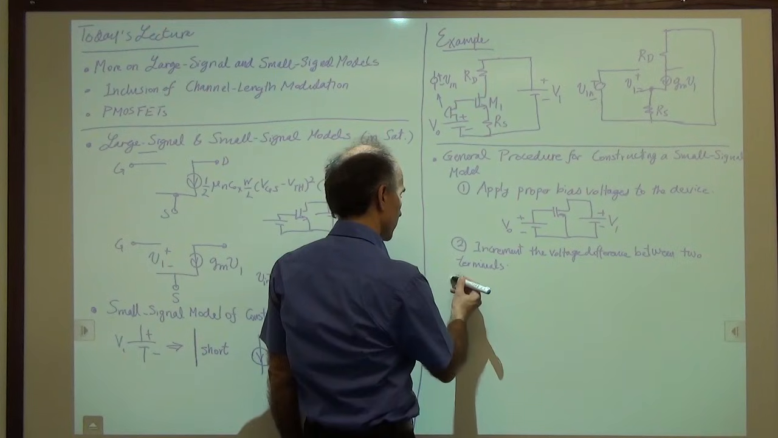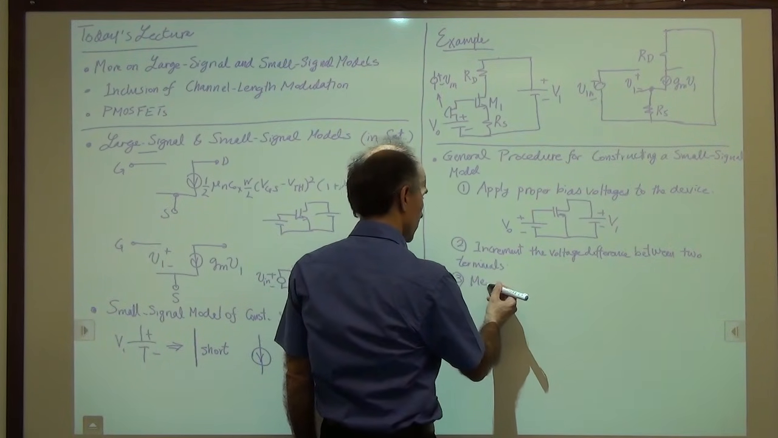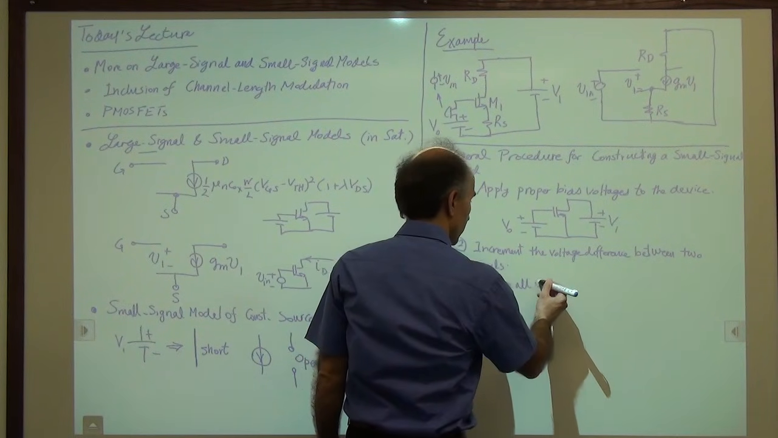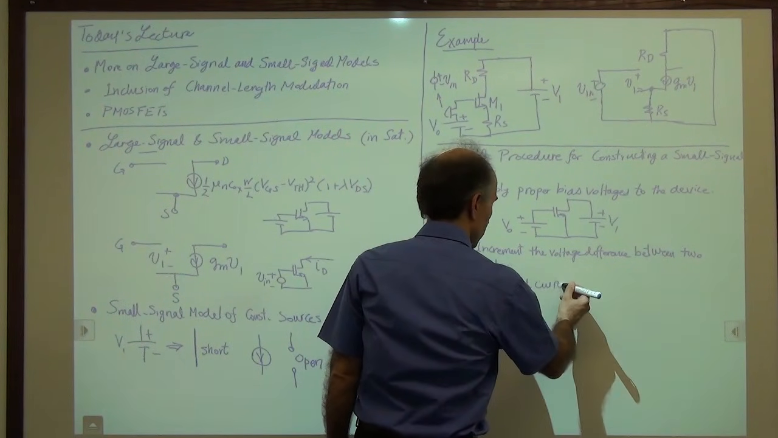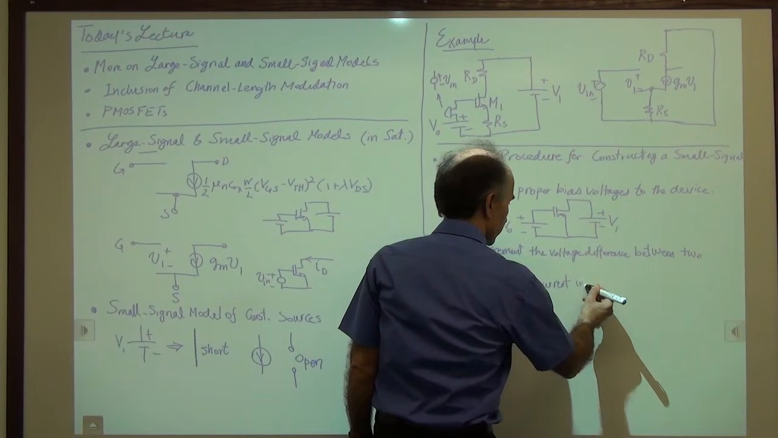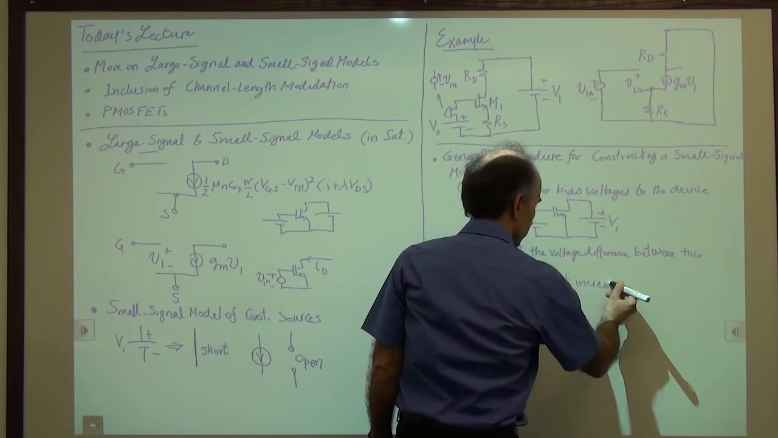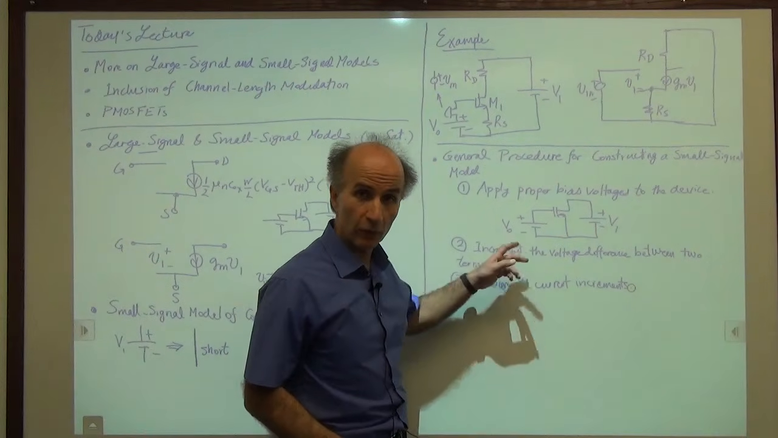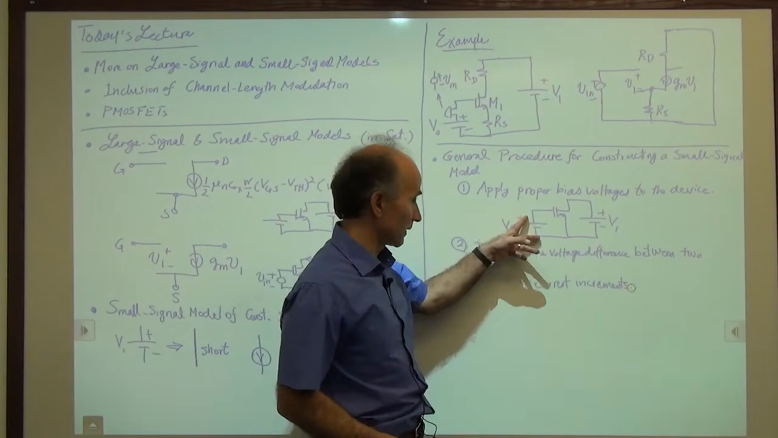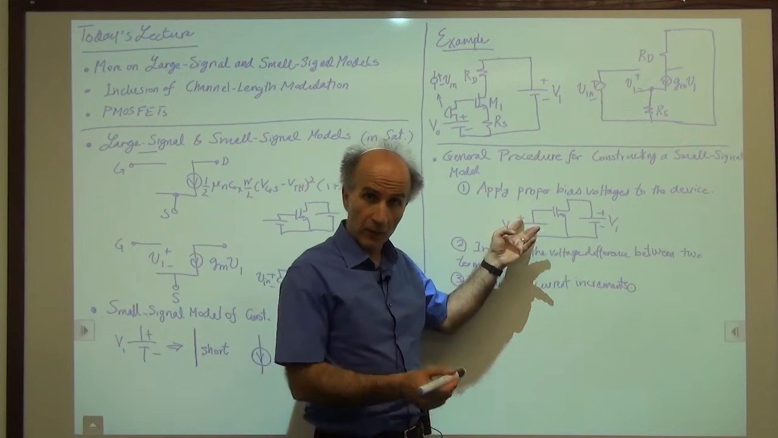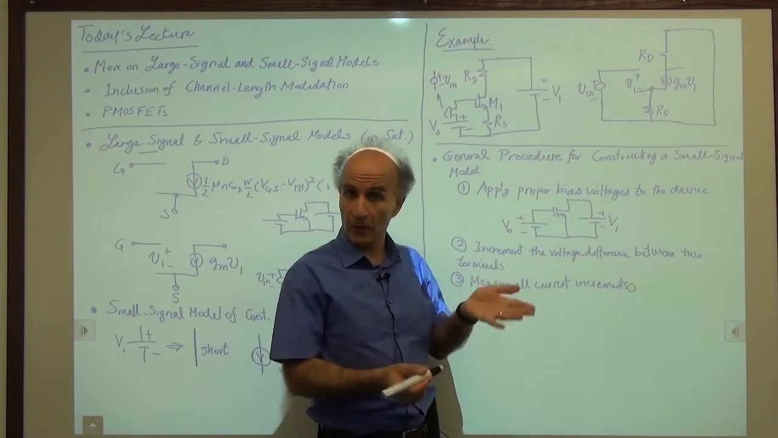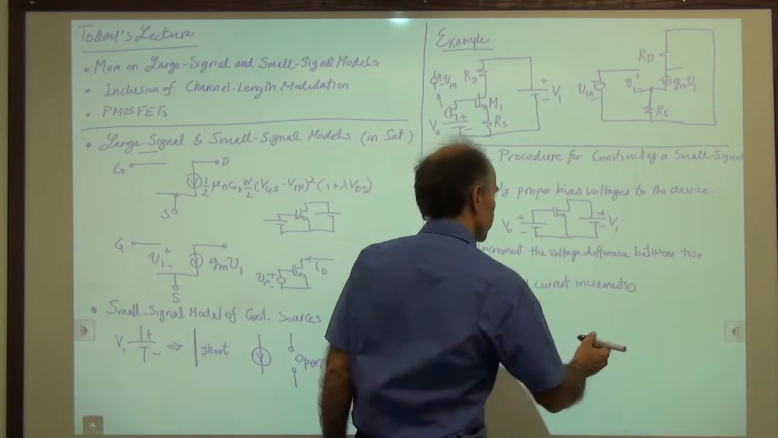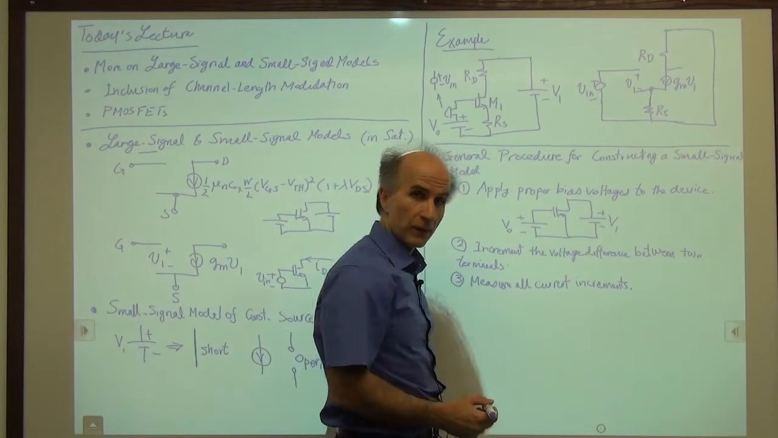All right. Measure all current increments. So as a result of the voltage that we just changed, for example, we change this V0 by some amount, it's possible that some currents change. Maybe, maybe not. So whichever changes, that's the one we look at. All right, so we measure those changes.